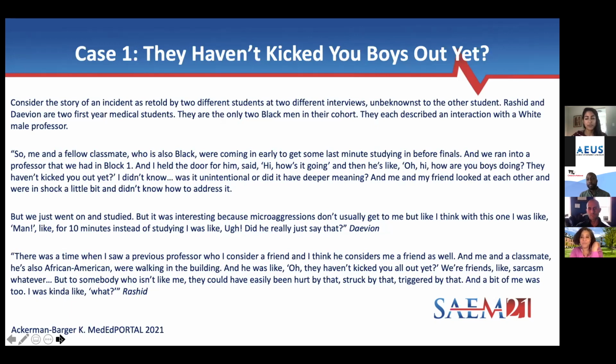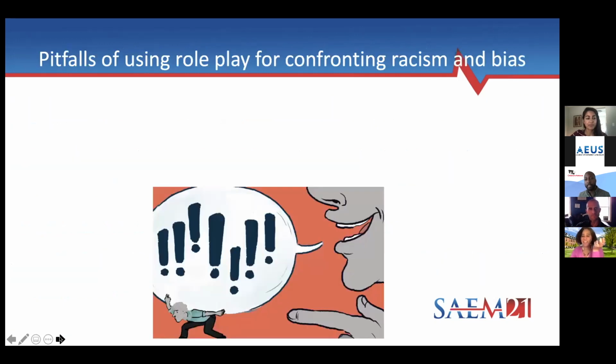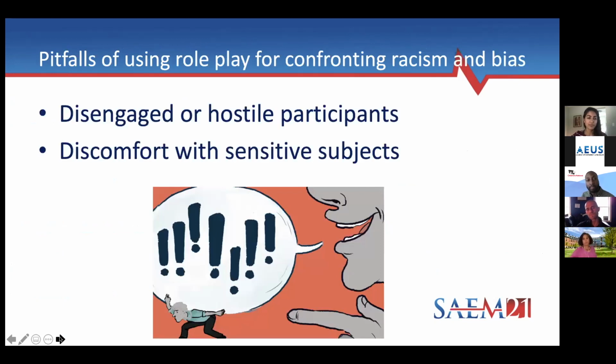Yeah. Perfect. That's a perfect segue to the next part of our talk. It actually is. Well, and that talks a little bit about this, right? Some of the pitfalls are that some of the stuff can be uncomfortable. Sometimes you can have people who are disengaged or hostile. Any other things that you feel would be pitfalls for using this? And then we'll get onto some strategies you can use. So no, go ahead.